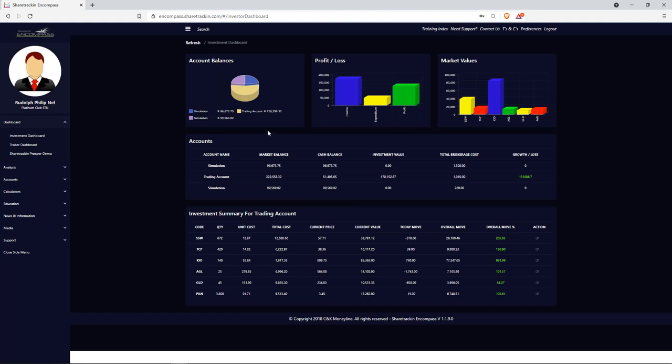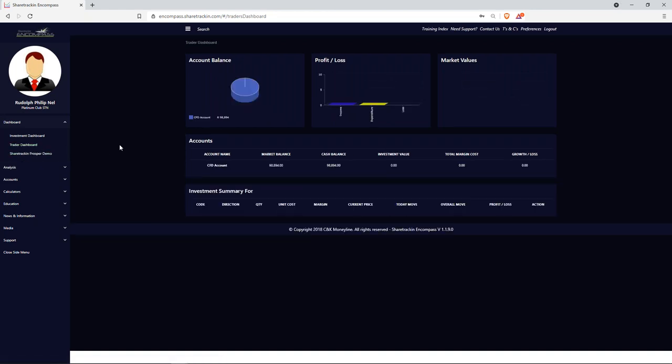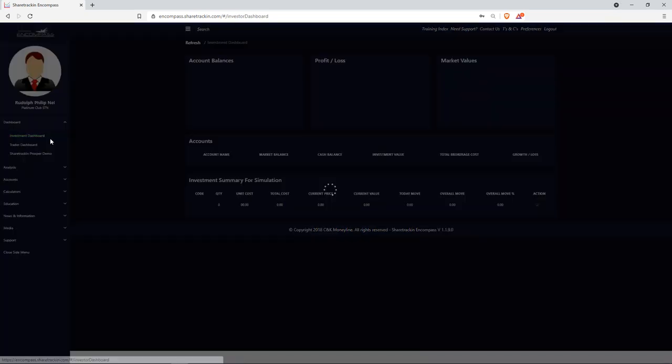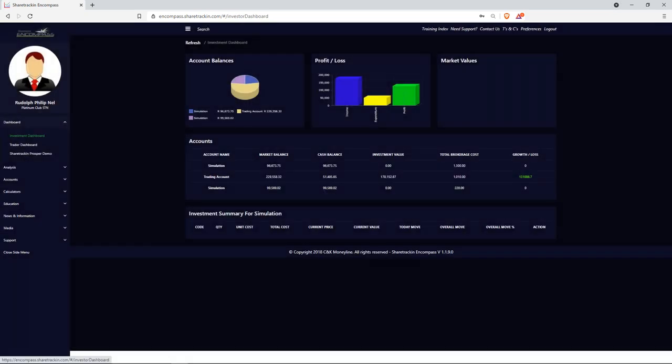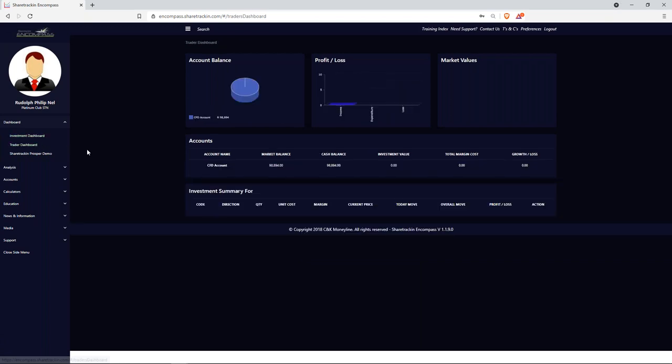So that's it for the investment dashboard. On the left-hand side, you'll also see the trader dashboard. The trader dashboard is for those that trade CFDs, contracts for difference. The investment dashboard is only for equities. It's nothing to do with CFDs. This would be a long-term investment, whereas your trader dashboard is for your short-term trades, let's say a day to a week to two weeks maximum on your trades.